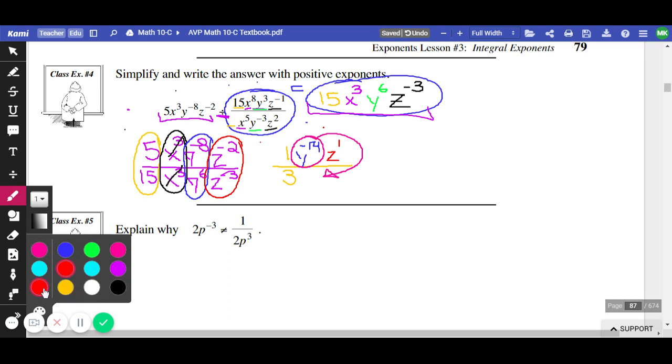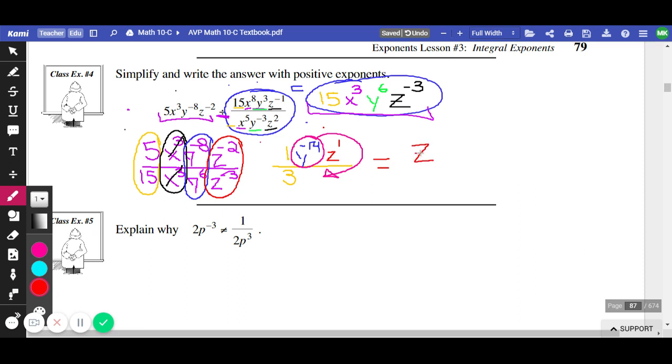So my final answer would be z to the power of 1 on the top. If you didn't put the 1 as an exponent, that's perfect. That's fine. Notice that I'm not writing the 1 in front either. We don't write 1 times something. If you did, you're not wrong. You just don't need to do it. On the bottom, I have the 3. It's still there. It hasn't moved. I have the y to the negative 14 did move, and now it's positive. My final answer is z divided by 3 times y to the power of 14.